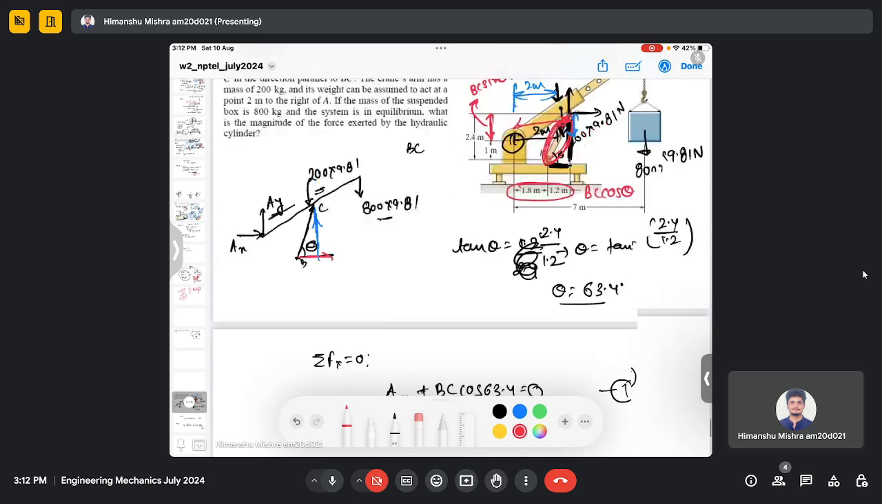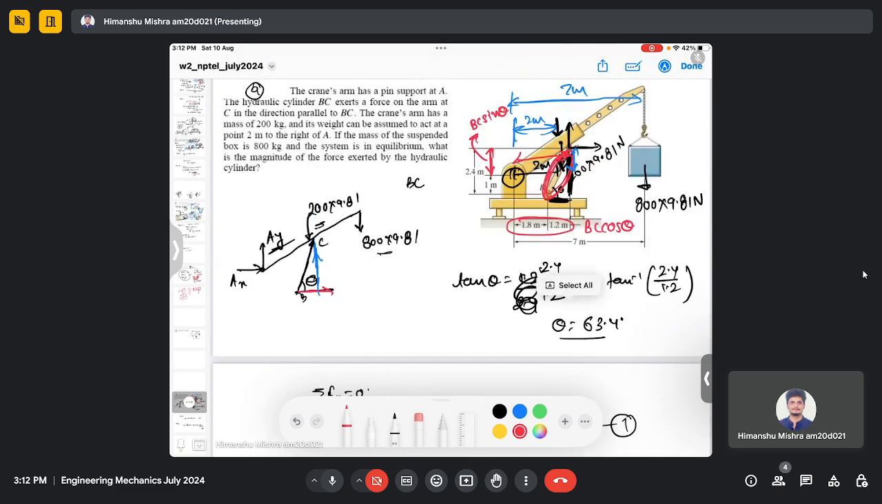For BC 1.2 only, right? 1.8 also, you rounded up. No, the force is acting here, right? So as this crane is moving downward, the force is acting here at this point at C. This is the direction of force, and you have horizontal as well as vertical components.